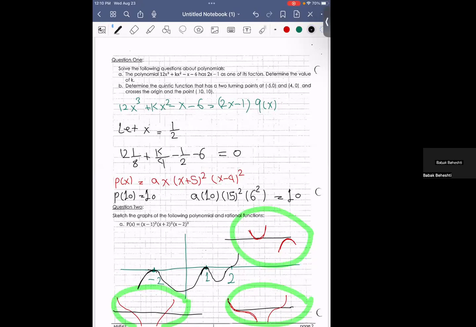So this function, p of x, the sign only depends on the last term because the first two terms are always positive. So if x is greater than 2, then p is positive. If x is less than 2, p is negative.